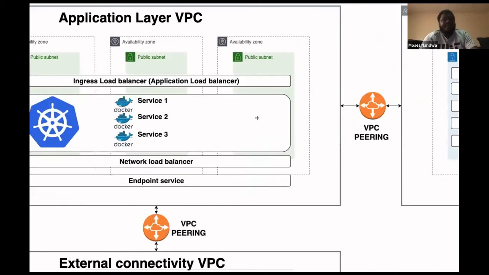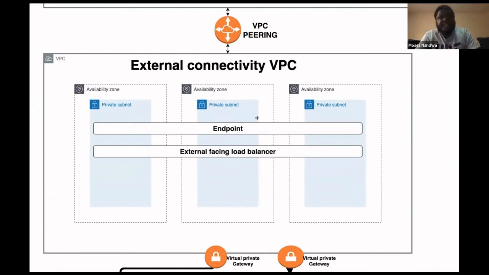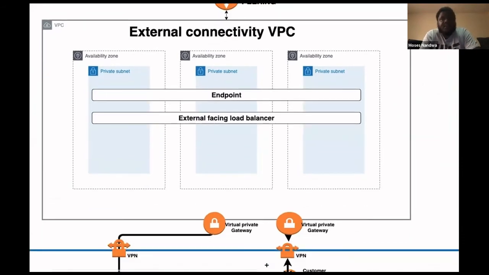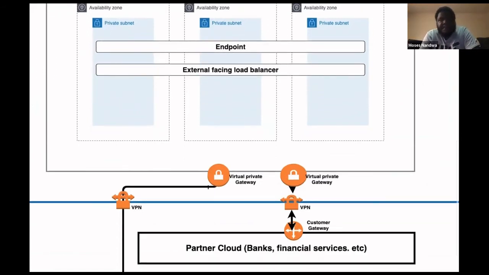Then the final one is the VPC that deals with external connectivity, whereby we've seen people who work with various banks and maybe financial systems. For those who integrate with M-Pesa, if you are doing B2B, you need to be connected via VPN. This is the subnet where we have all that stuff happening. So if you look here, I'll just go down and then I'll explain what happens at the top. We have a virtual private gateway over here, at least in these 2 connections.